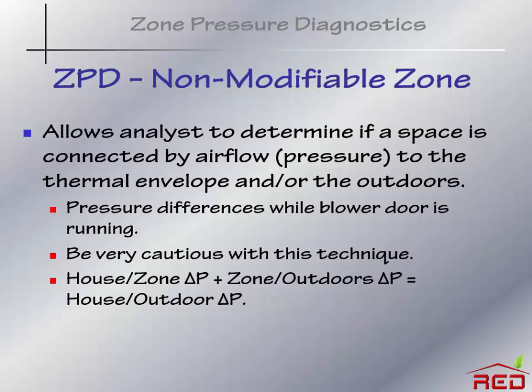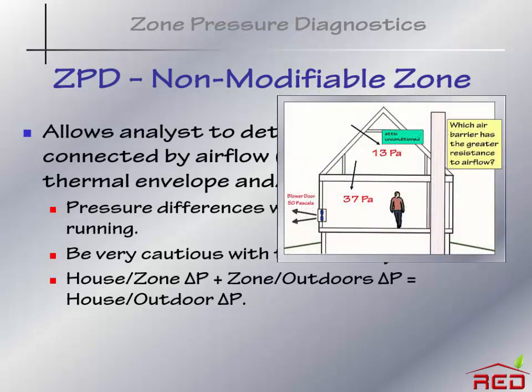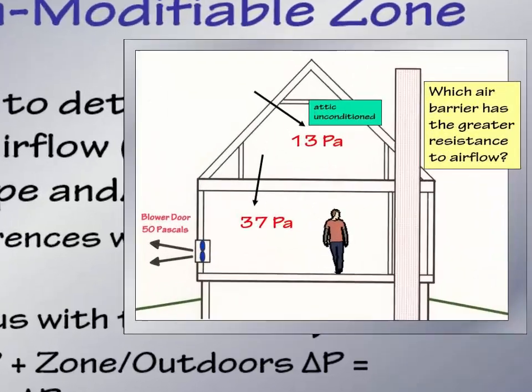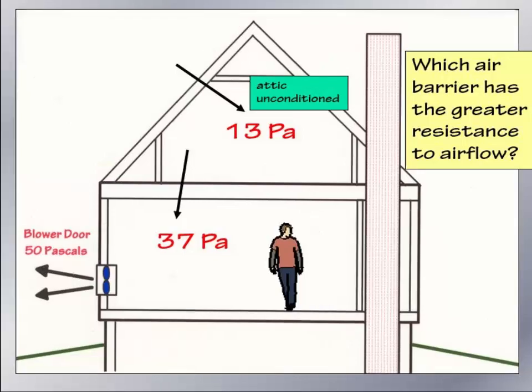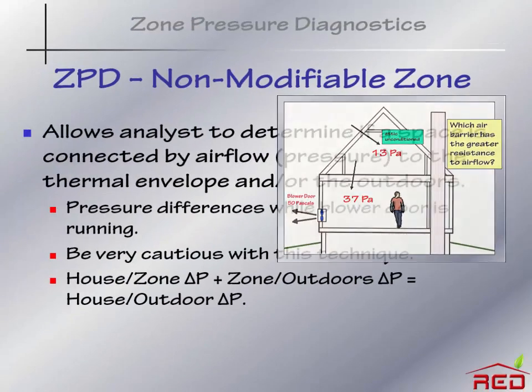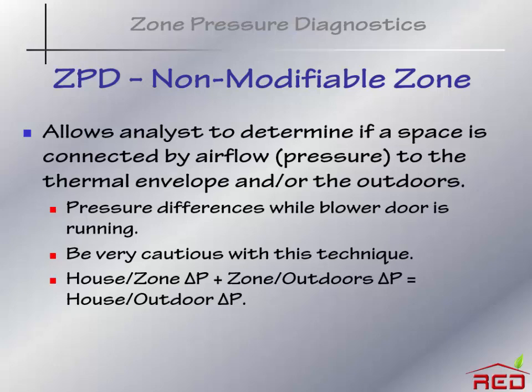And the last bullet here is the house to zone pressure difference plus the zone to the outdoor pressure difference should always equal the house to the outdoor pressure difference. Remember, the house to outdoor pressure difference is the pressure difference being created by your blower door.